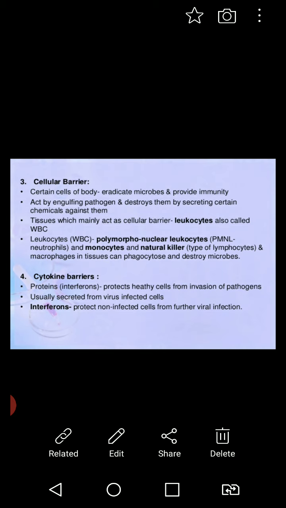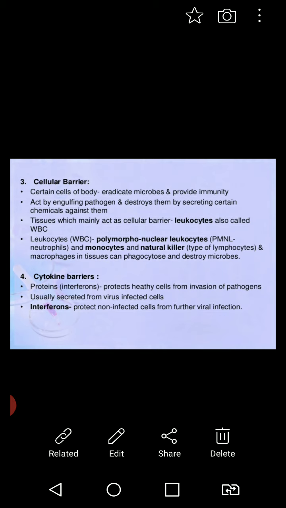And the fourth one, cytokine barriers. What is the last barrier? Cytokine barriers. Cytokine barriers means virus infected cells secrete proteins called interferons. All the virus infected cells secrete a proteinous substance. That proteinous substance is called interferons.